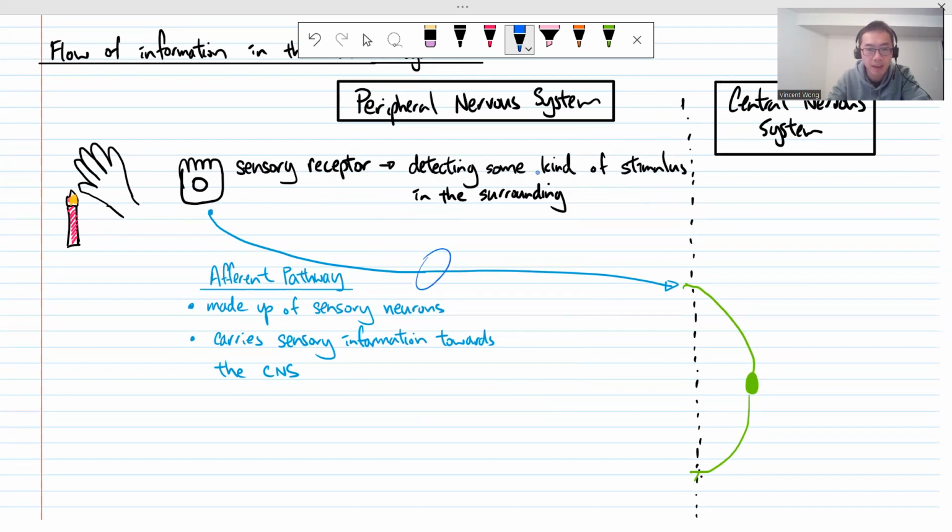So this path here, right? It's a bundle of axons, right? What do we call a bundle of axons in the PNS, guys? Look it up. What do we call a bundle of axons in the PNS? Nerve. That's right. And this nerve carries sensory information, so we call this a sensory nerve.